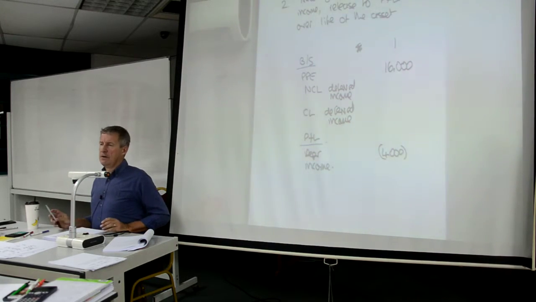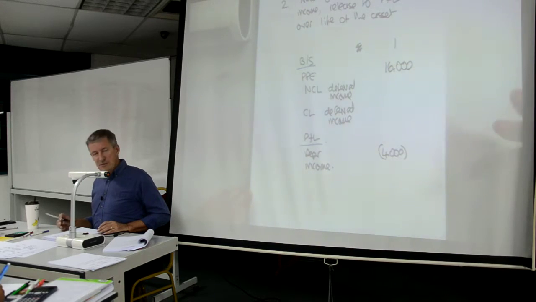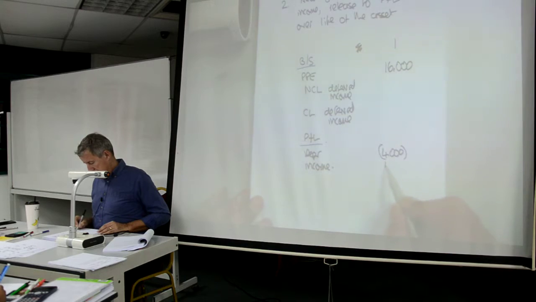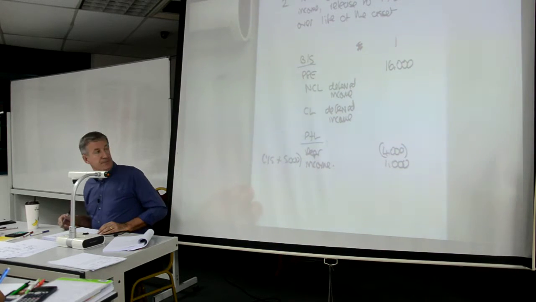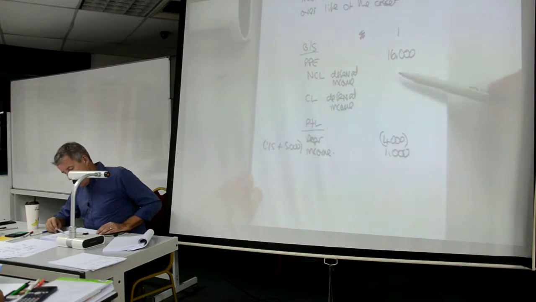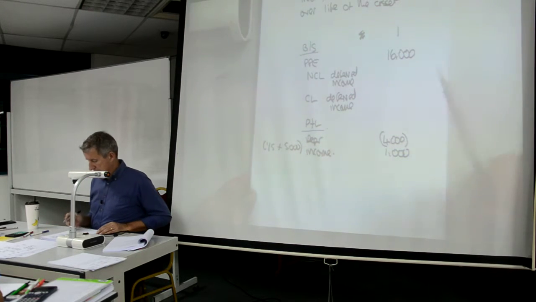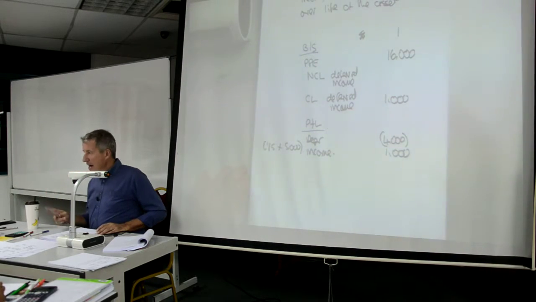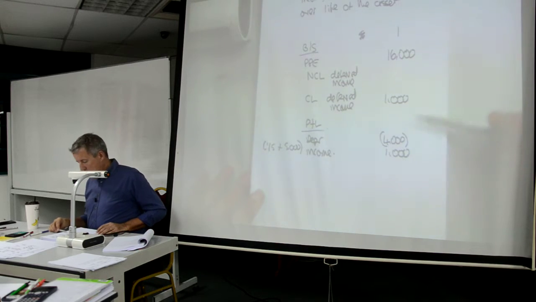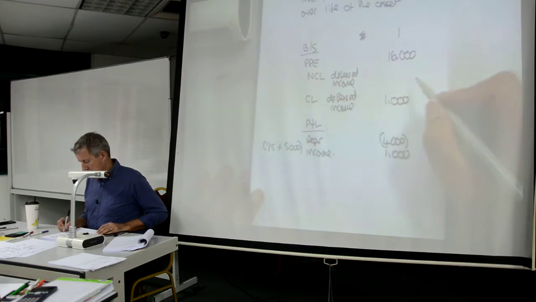How much was the grant? 5. How much are you going to release to income? 1. The balance of the income you're deferring is 4. How much of that 4 is current? 1. Because 1 will be released next year. If 1 is recognised in the P&L and 1 is current, how much is non-current? 3.